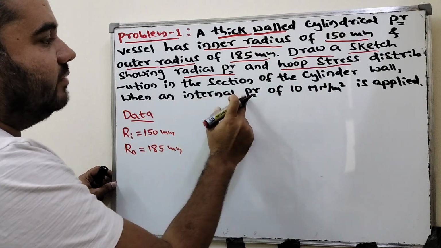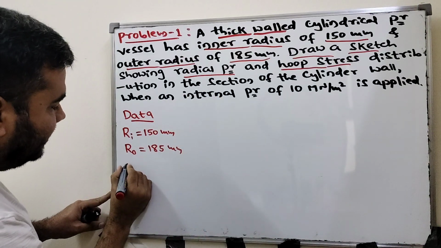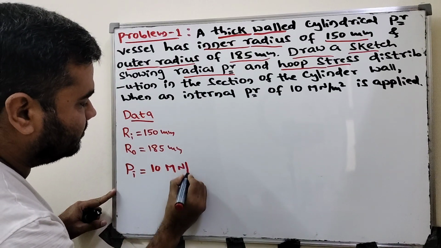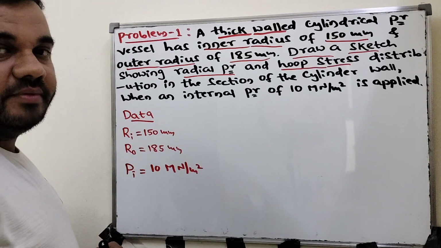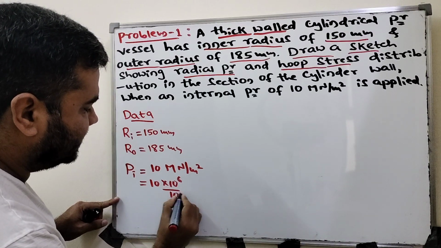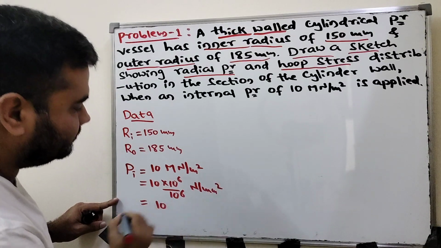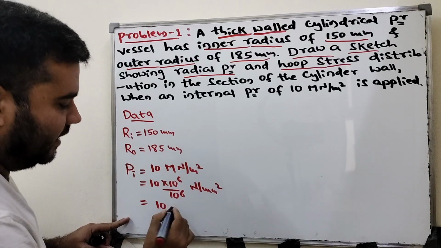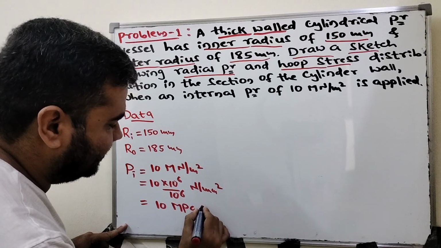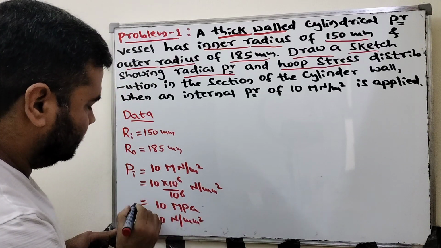This is when an internal pressure of 10 meganewton per meter square is applied; he has given the internal pressure, that is Pi. Pi, internal pressure, equals 10 meganewton per meter square. Converting to Newton per mm square, this is 10 into 10 to the power of 6 divided by 10 to the power of 6 Newton per mm square. This equals 10 Newton per mm square, or MPa. Both are the same, megapascal and Newton per mm square. So this is Pi.